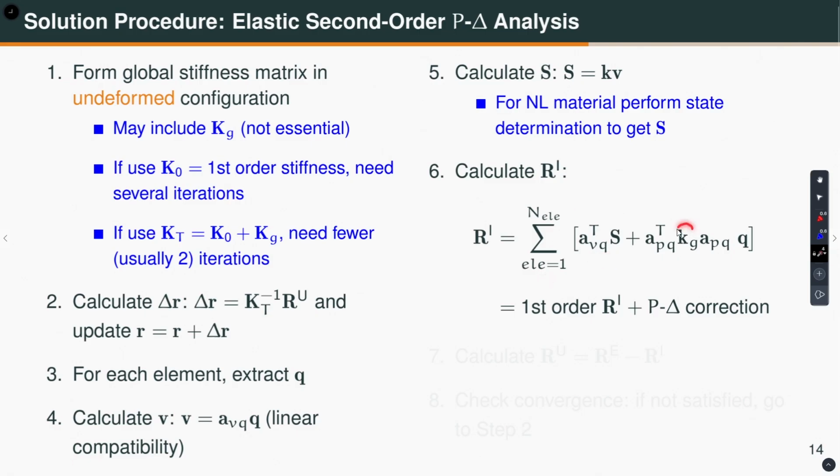And then you have the geometric stiffness matrix which is in local coordinates, right. So, if I do APQ transpose Kg APQ, then this gives me the geometric stiffness matrix in the global coordinates. So, in other words, I can write this entire thing as capital Kg multiplied by the Q vector for an element, which gives me the P delta correction forces or the second order forces, right, the P delta correction terms. So, this total assembled for all the elements gives me the internal resisting force vector R superscript I.